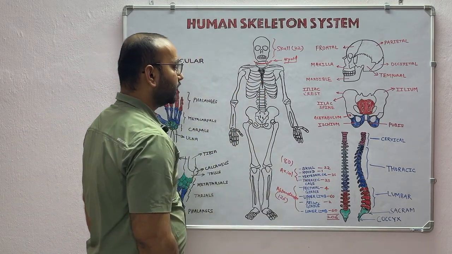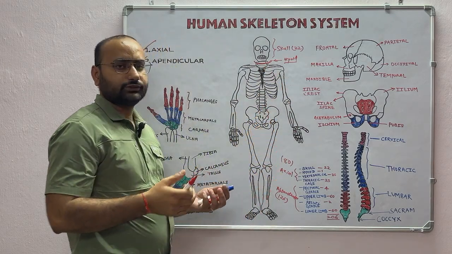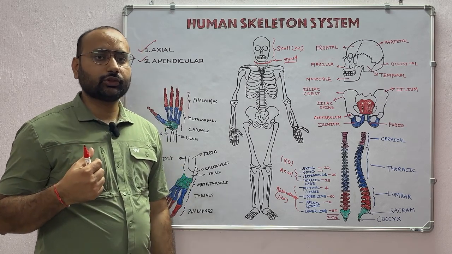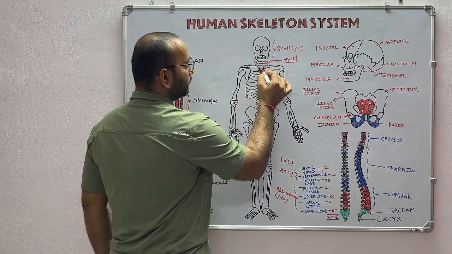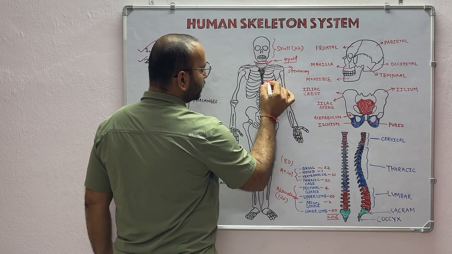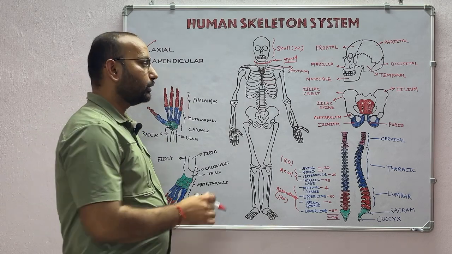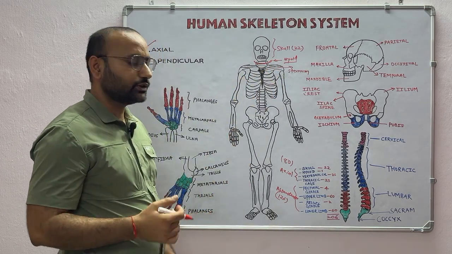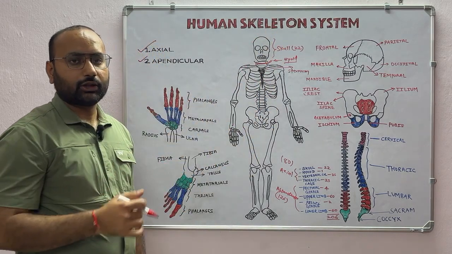Then you have the thoracic cage. The thoracic region of the vertebral column consists of the thoracic ribs, which are attached posteriorly to the thoracic vertebrae and anteriorly to the bone called the sternum, which is right here. So these ribs are anteriorly connected to the sternum and posteriorly connected to the thoracic vertebrae of the vertebral column. This forms a cage. The sternum and the ribs form a cage known as the thoracic cage. So the thoracic cage, vertebral column, hyoid bone and skull form the axial skeleton.